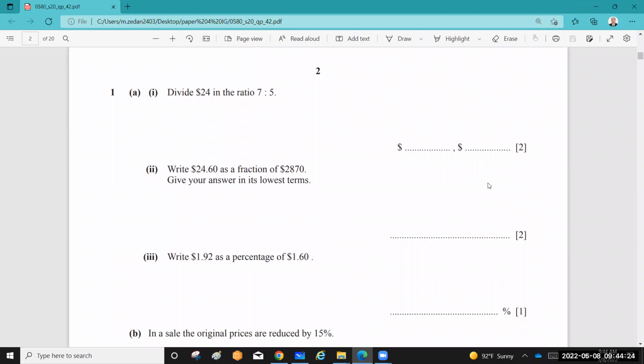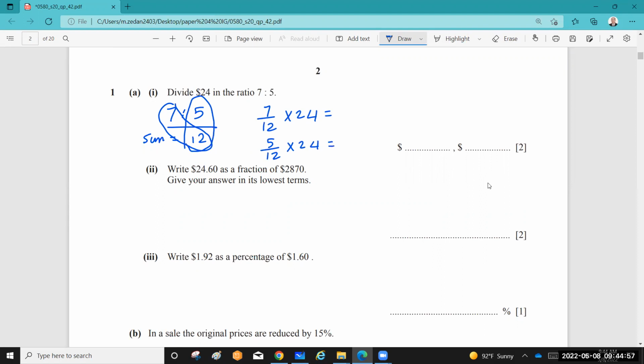Question number 1, divide $24 in a ratio 7:5. I have two amounts, and I want to divide them in the ratio 7:5. The sum equals 12. So the first one will take 7/12 of the value, and the other one will take 5/12 of the value. So 7/12 times 24 is the first one, and 5/12 of 24 is the share of the second one.